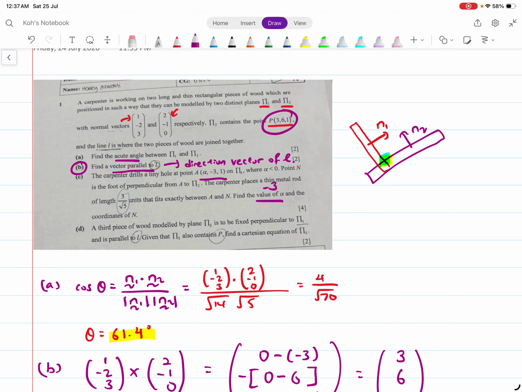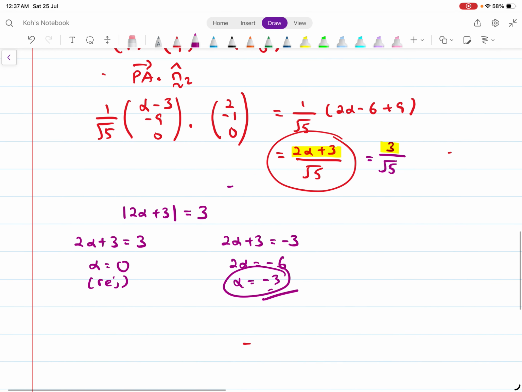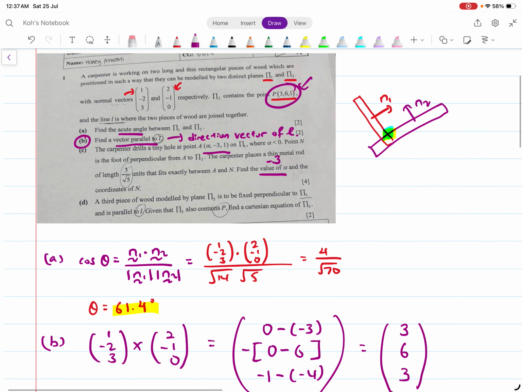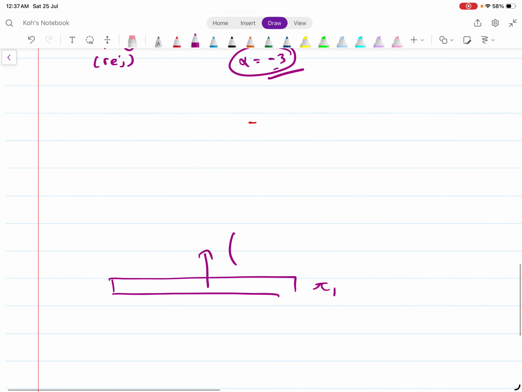Given that plane 3 also contains point P, find the Cartesian equation of plane 3. Let us try this again. Plane 3 is fixed perpendicular to plane 1. For this one you must do a bit of drawing. Let's say this is plane 1. Plane 1 has a normal vector, and this normal vector is given to be (1, -2, 3).